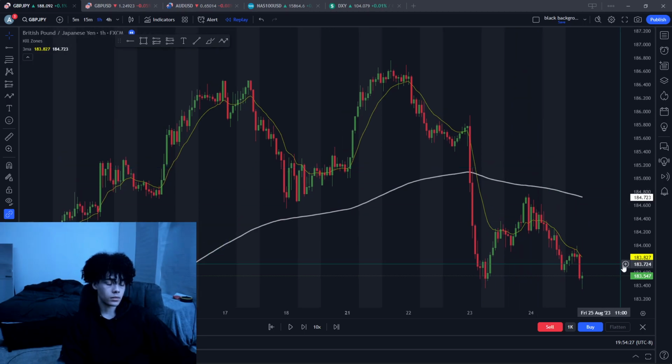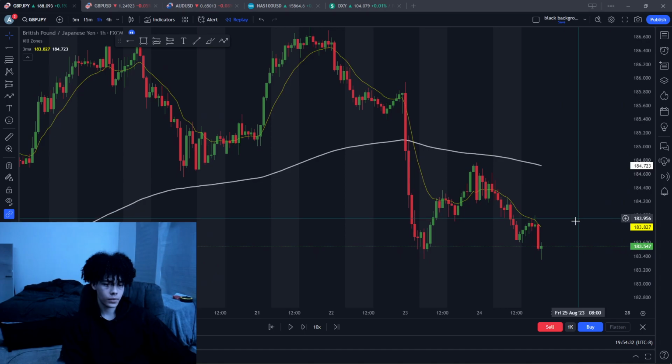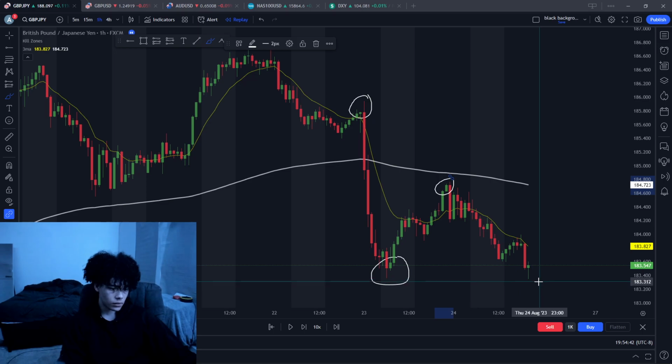Yeah. So if I'm looking at this chart, right, what are we looking at? We have a lower high, we have a lower low, we have a lower high, and we have a lower low right here.